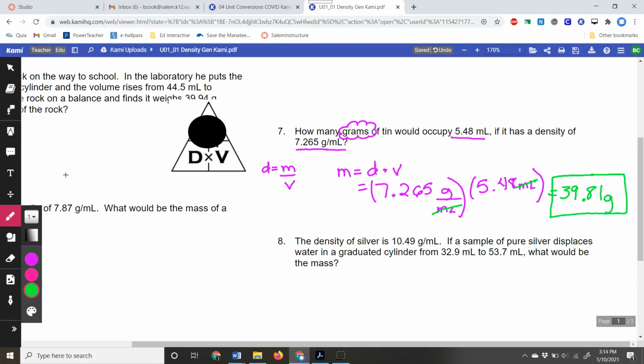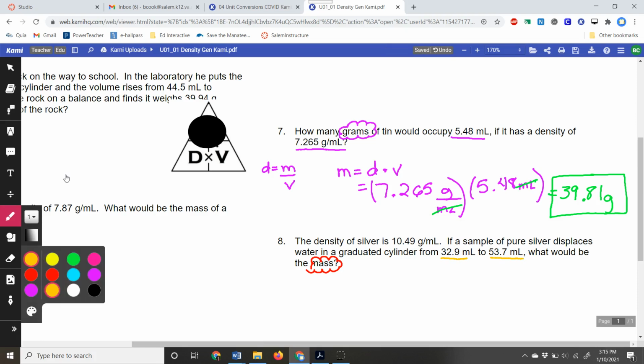All right, let's take a look at the other problem that I wanted to do with you, which is number 8. So for number 8, this time we're again asked to solve for, or let's look, the density of silver is 10.49 grams per milliliter. If a sample of pure silver displaces water in a graduated cylinder from 32.9 milliliters to 53.7 milliliters, what would be the mass? All right, so this time they're asking us to solve for mass yet again. But the one difference in this problem is that they're giving us displacement. They're telling us that a graduated cylinder is going to change its volume.